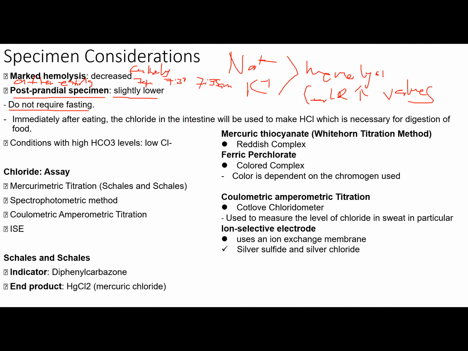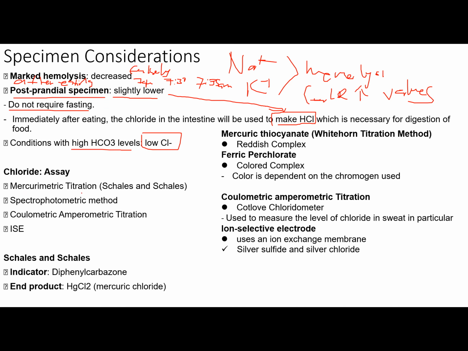Immediately after eating, the chloride in the intestines will be used to make hydrochloric acid, which is necessary for digestion of food. So the reason, class, why chloride is slightly lower is because it is being consumed to make hydrochloric acid necessary for digestion. Now, conditions with high bicarbonate levels: if a patient is suffering from diseases that would lead to high bicarbonate levels, class, it would produce a low chloride result.